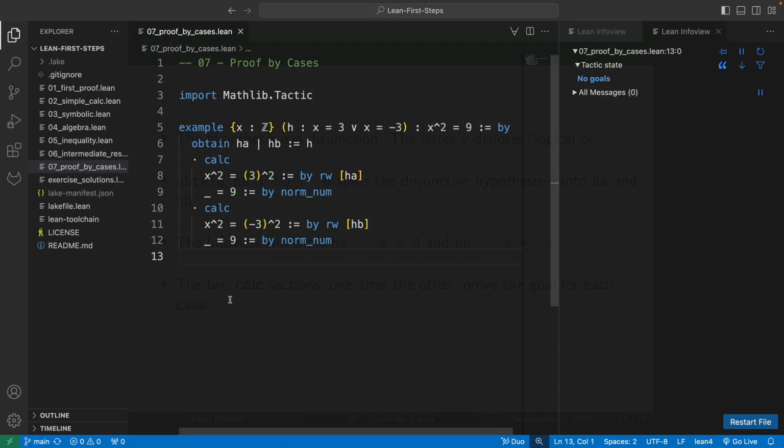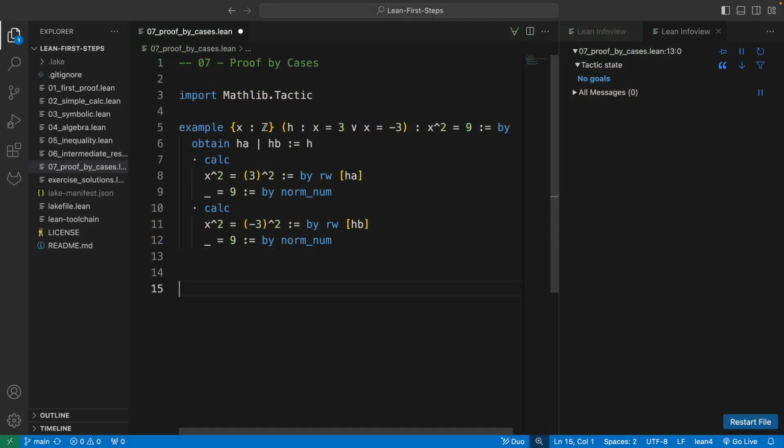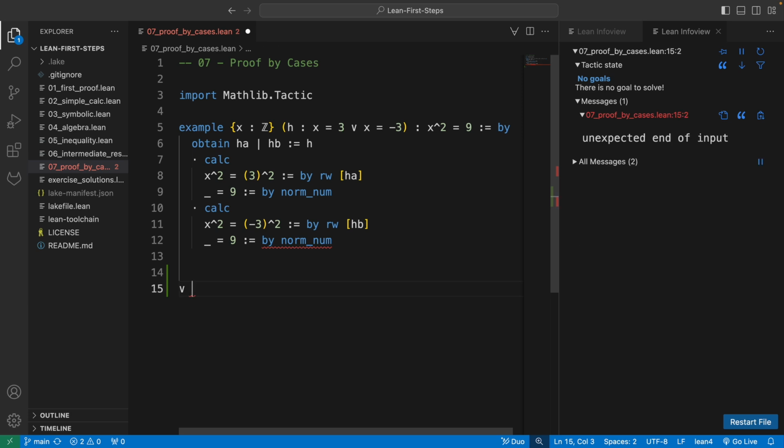They're called focusing dots. So just to summarize, the hypothesis is a disjunction. That letter V denotes logical OR. Let's talk briefly about typing that thing. So I'm just typing some scratch here. I could type V, or I could type slash and then OR, and then press space, and it will turn it into the symbol for V.